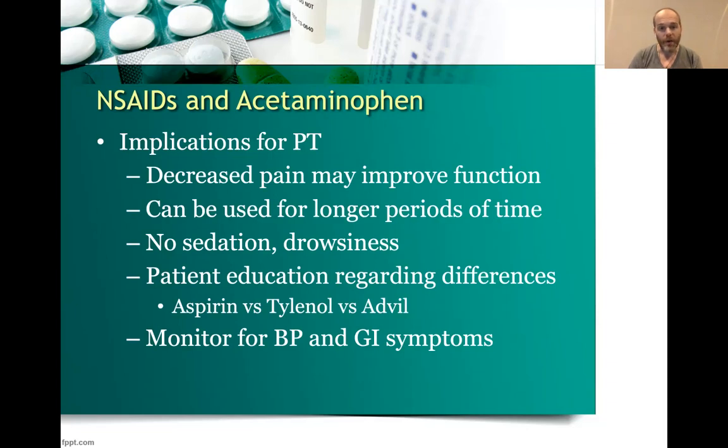But we do need to monitor for possible GI symptoms, and because of their age, if it's a child, we need to make sure the parent is not giving them aspirin. If they're an adult and they're already on a blood thinner, we need to make sure they're not taking aspirin too, because that could further thin their blood.